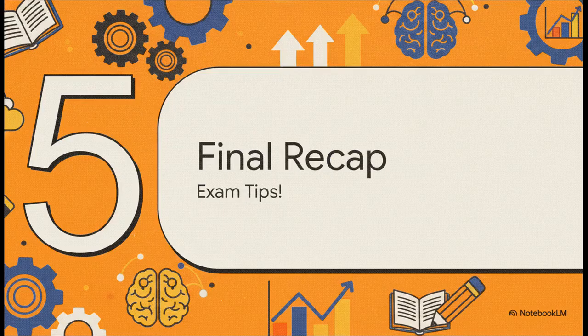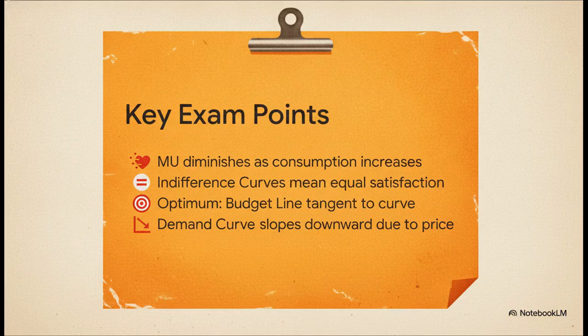Wow, we have covered a massive amount of ground really quickly. Let's move into our final section, the recap and exam tips, just to lock all this knowledge in and boost your confidence. If you remember literally nothing else from this explainer, use these 4 points as your ultimate mental checklist. Number 1, marginal utility diminishes as consumption increases, and total utility is highest when MU is 0. Number 2, indifference curves represent bundles that give a consumer equal satisfaction. Number 3, the optimum choice happens exactly where the budget line is tangent to the indifference curve. And number 4, the demand curve slopes downward because of that negative relationship between price and quantity demanded.